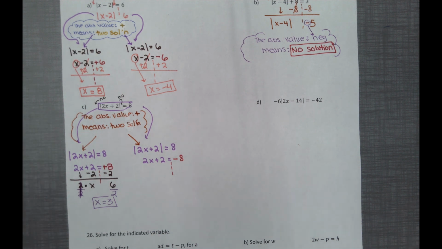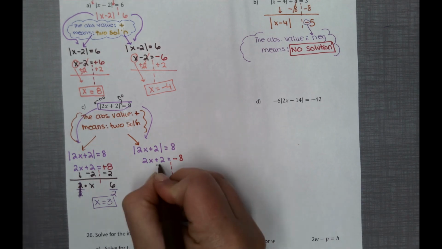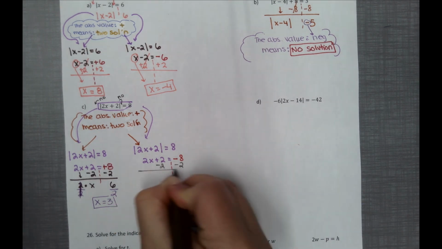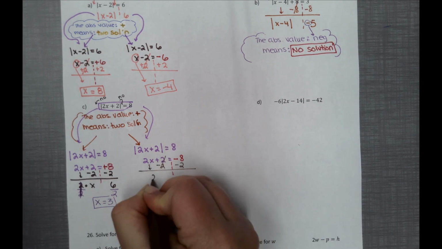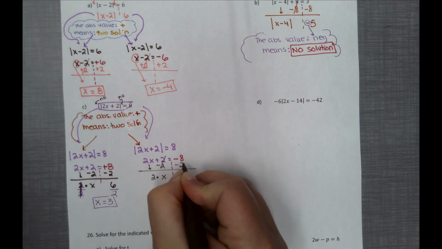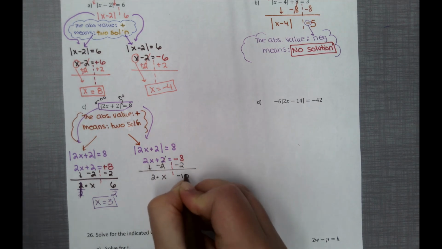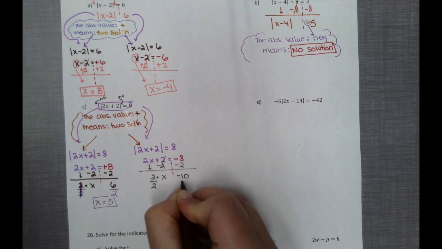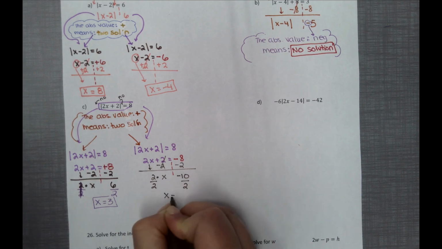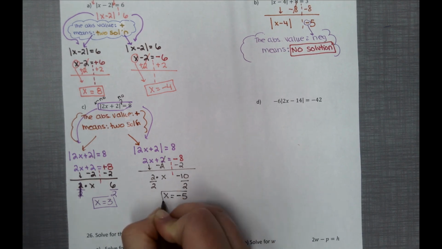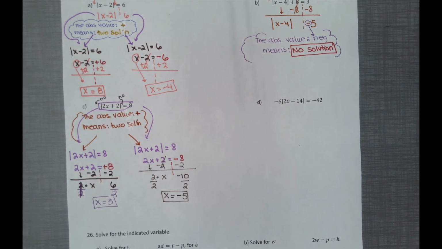Moving on. We are going to do exactly the same thing as we did before. Subtract 2. Be careful here because now things are a little bit different. We do have negative 8 minus 2, which is a negative 10. Divide by 2, divide by 2. X is equal now to a negative 5 for our second answer.